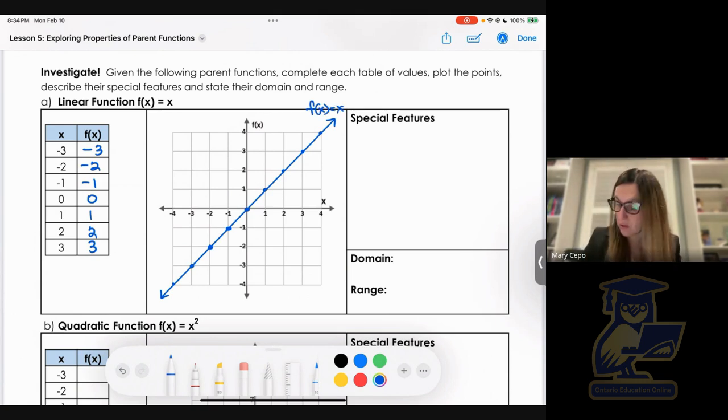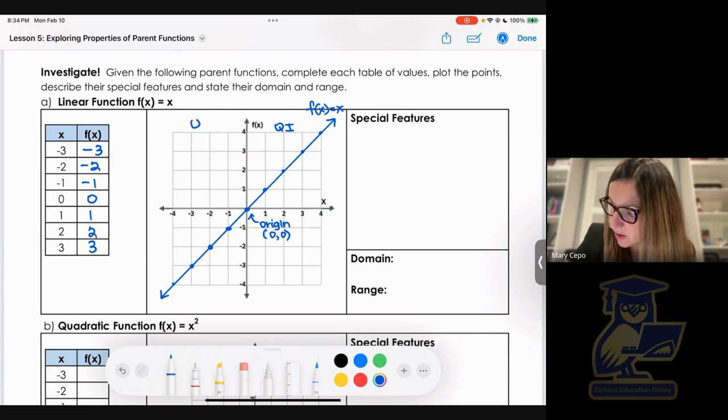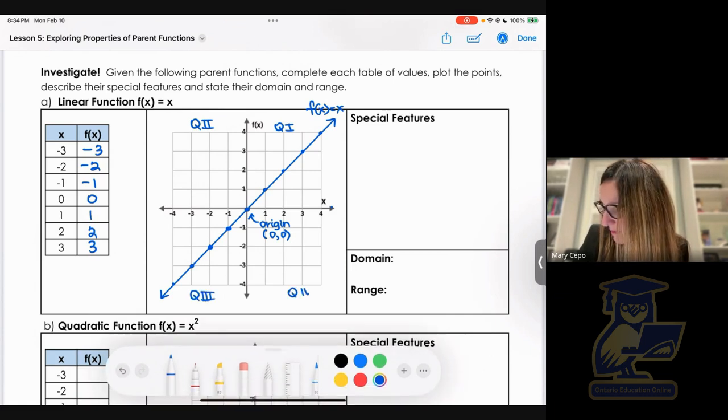Now I want to point out, notice, this is our origin. That's a pretty important point. It's where all 4 quadrants meet. All right, so again, this would be quadrant 1. And labeling going counterclockwise, this would be quadrant 2, quadrant 3, and quadrant 4. Okay, these 4 quadrants create our grid. So we know vertical axis is always y, horizontal is x.